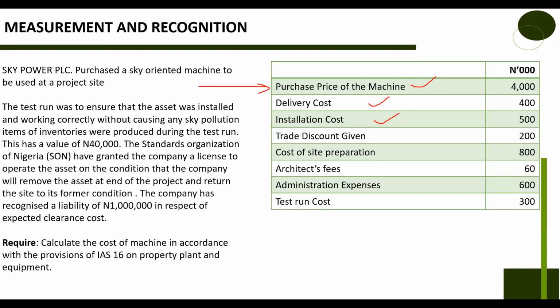Then cost of site preparation. Are we going to add that or use it to reduce the cost? We are going to add it. Yes. Continue. Then architect fee. So that's like the professional fees that you have to pay. Yes, that's part of it.